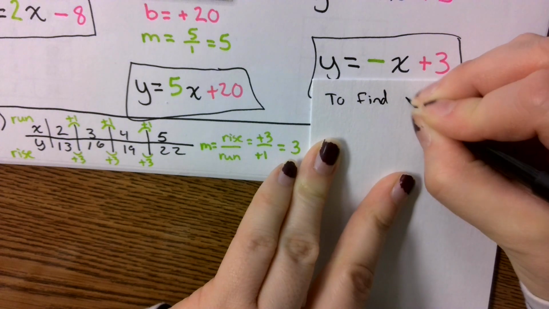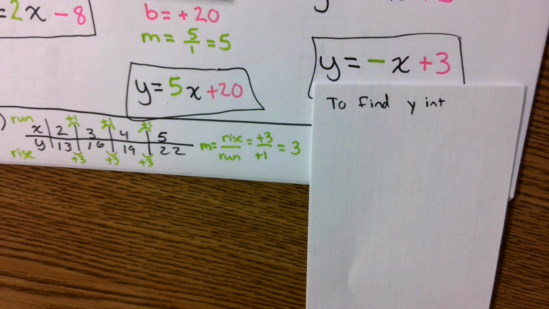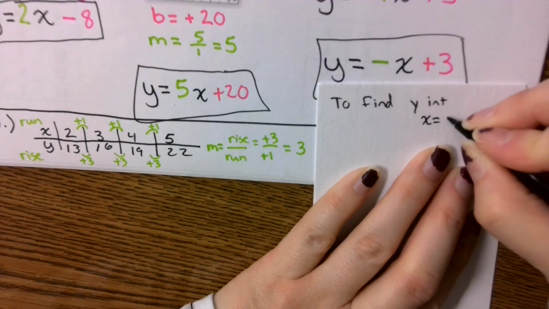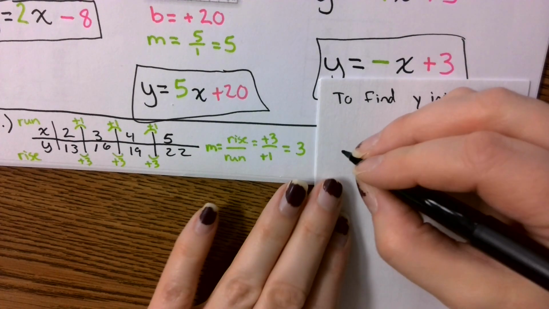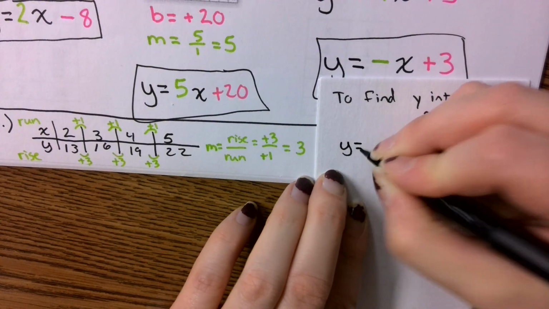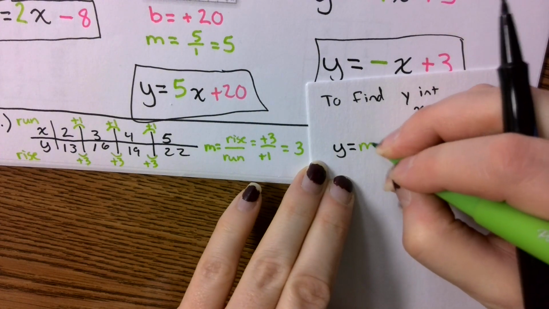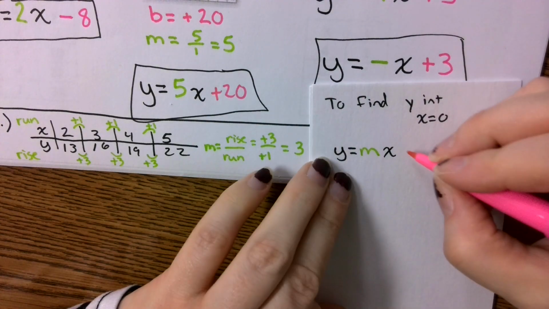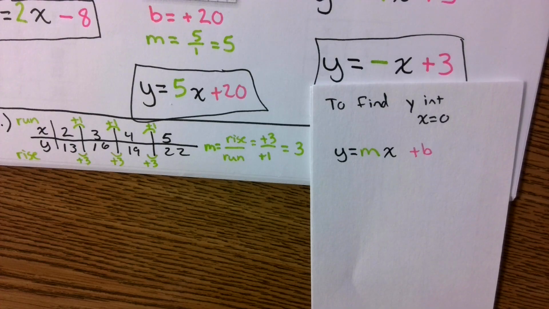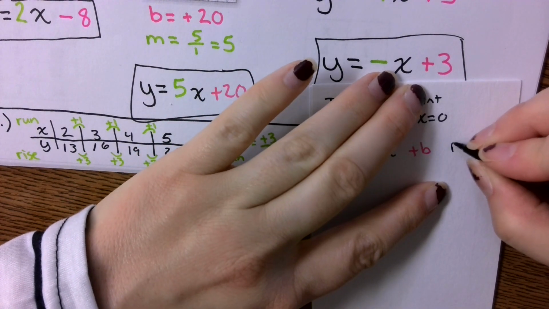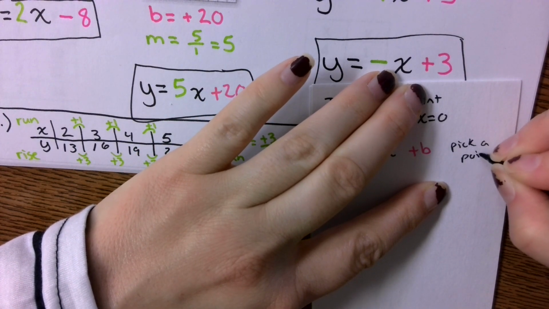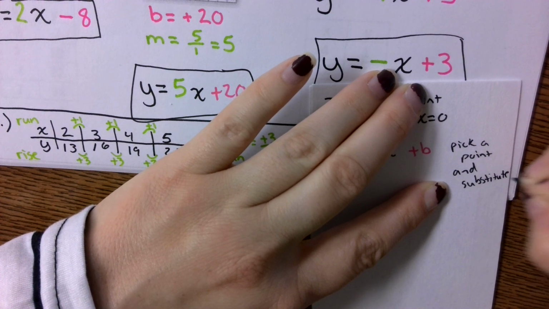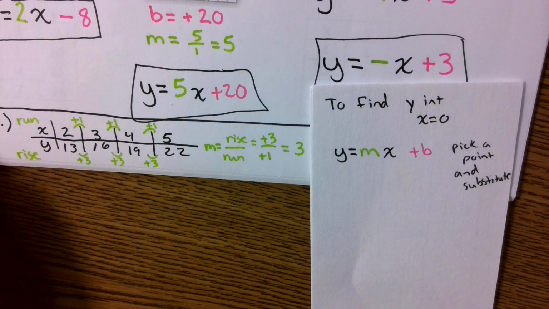to find your y-intercept, when you're given a table and they don't present the y-intercept right off the bat, they don't give it to you when x is equal to 0, then what you can do is take the equation that we know, which is y is equal to m times x, and then of course we have our plus b, and you can pick a point and substitute.